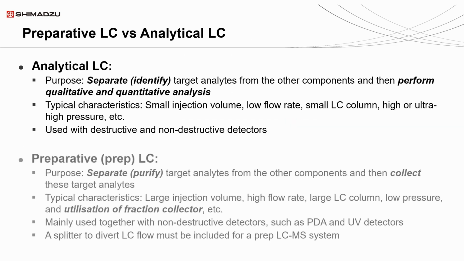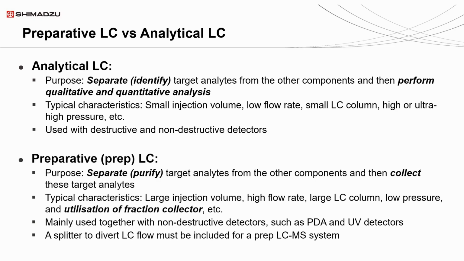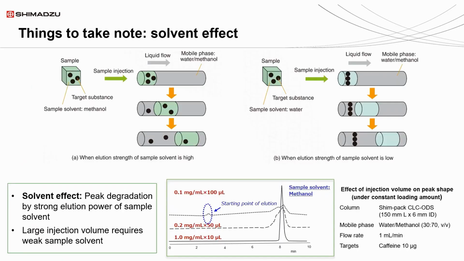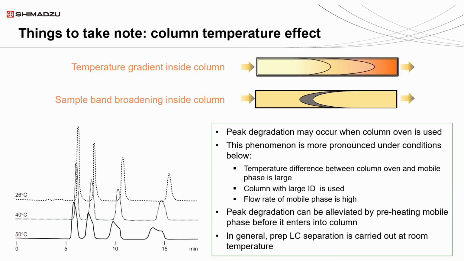Preparative LC is designed for purification and collection of target analytes, employing larger injection volumes, higher flow rates, and fraction collectors. Controlling the sample solvent's elution strength is vital for achieving sharp, well-resolved peaks. A strong elution power can be problematic, particularly with large injection volumes, so optimizing sample solvent composition is key to maintaining chromatographic performance. Another item to take note of is the column temperature effect.